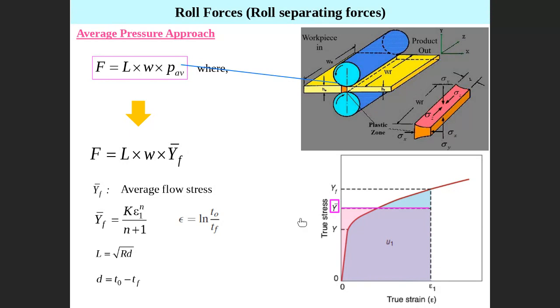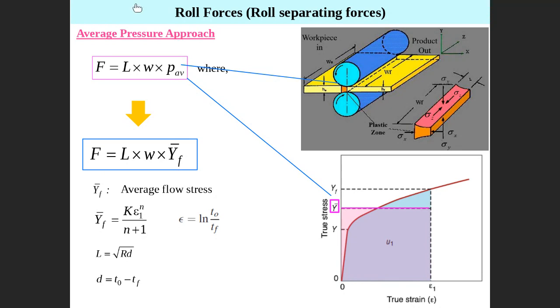It's very similar to what happens in the stress-strain diagram. This is a true stress, true strain diagram. Stress increases up to a certain level, then the material flows. Average pressure is very similar to the average stress. It is considered as the average flow stress required to flow the material. Then you can say that the force, the rolling force, equals L W multiplied by Y bar flow.